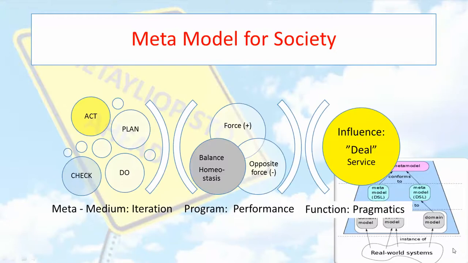Its principle is based on iteration, a learning cycle, the Deming cycle: act, plan, do, check, and it iterates many times. And then the program here is performance. We have positive forces and negative forces, and the purpose is to find balance, homeostasis between those positive and negative things. And the influence here is to get services, to get deals planned.